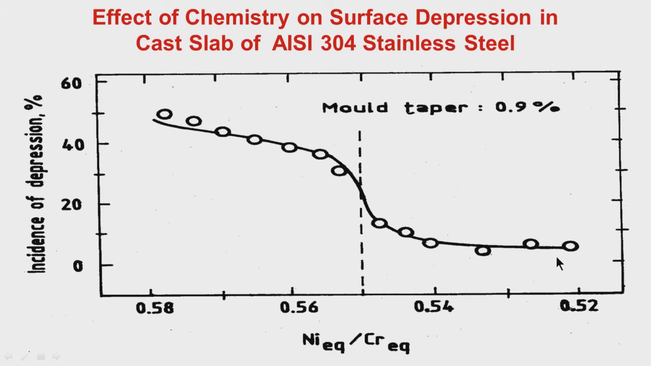So, how can it be taken care of? By minor adjustment of chemistry. How? By taking a nickel equivalent by chromium equivalent slightly less than the peritectic start chemistry, which is 0.55. If your nickel equivalent by chromium equivalent is say 0.54, 0.53, 0.52, the incidence of depression is much less compared to the situation when this ratio is more than 0.55, which is about say 0.58, 0.57, 0.56. So, by minor adjustment of chemistry, of course within the range of specification of AISI 304, it is possible to control the incidence of depression to a large extent, keeping casting parameters like mold taper more or less similar.